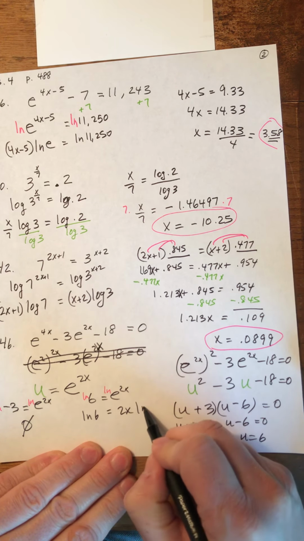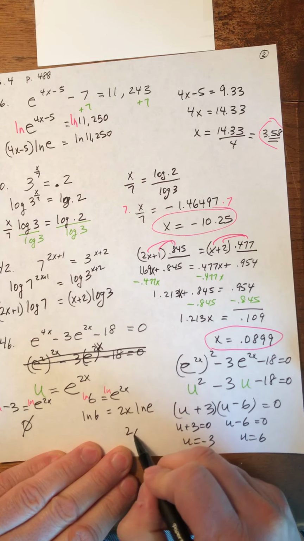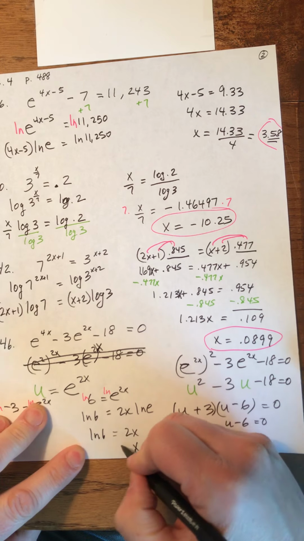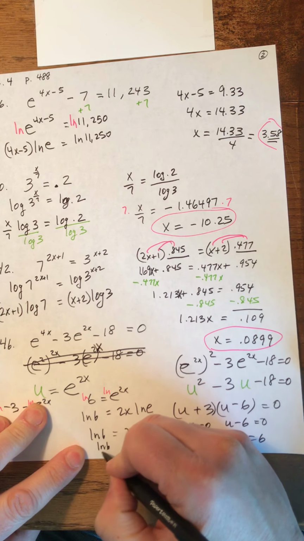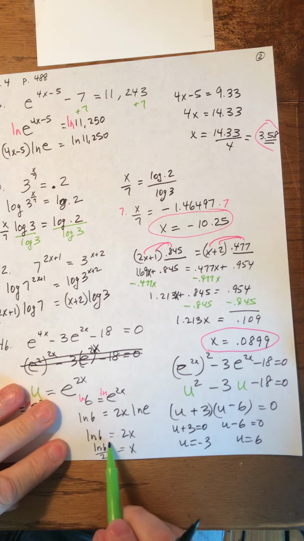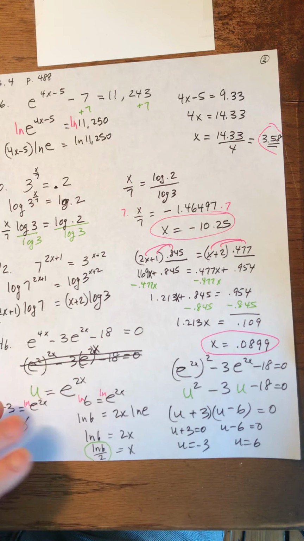Move the 2x out front. ln of e is 1, so I got 2x equals ln of 6. And if I divide both sides by 2, I'm going to get ln of 6 over 2 for a final answer. And you can actually type that into your calculator and find out what it is.